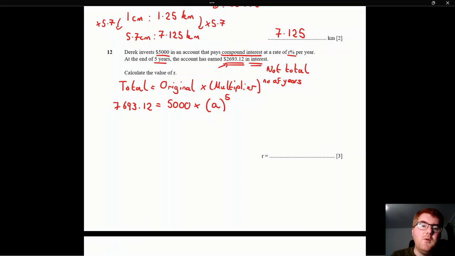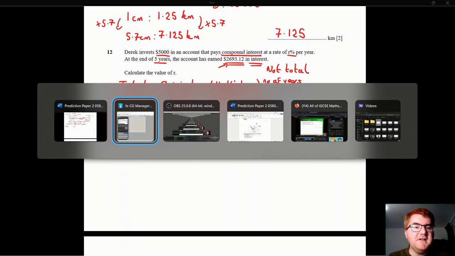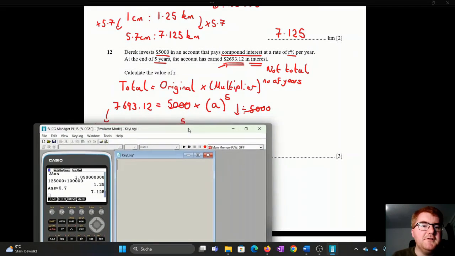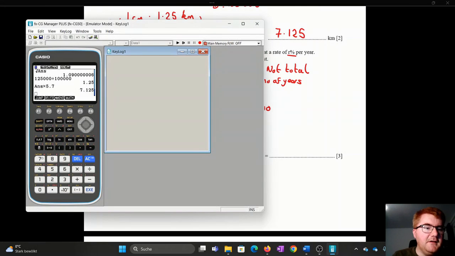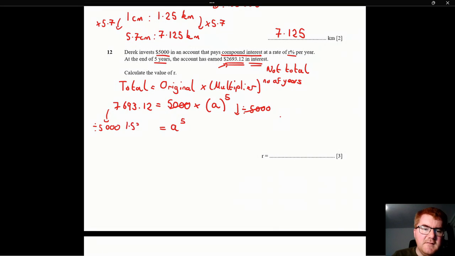How do we do this? Well, we've got to times 5,000, kind of annoying. So we're going to divide by 5,000 on both sides. This cancels, giving us A to the power of 5. So we just need to divide the other side by 5,000. So we have 7,693.12 divided by 5,000. That gives us this rather random decimal, 1.538624. So I'm going to put dot, dot, dot, because we're going to use that answer in a moment.